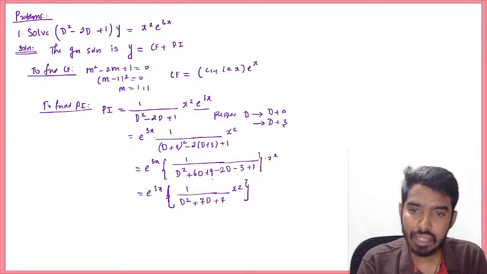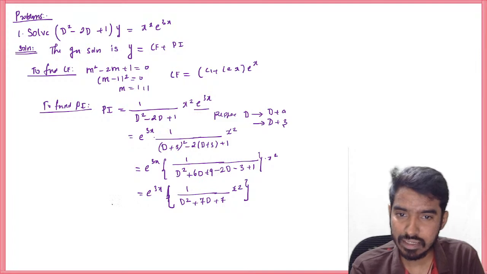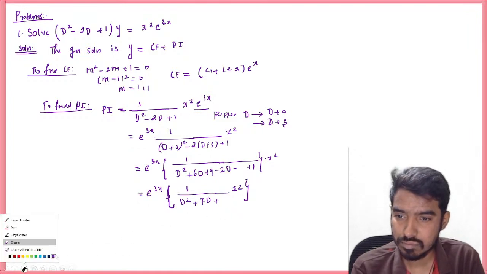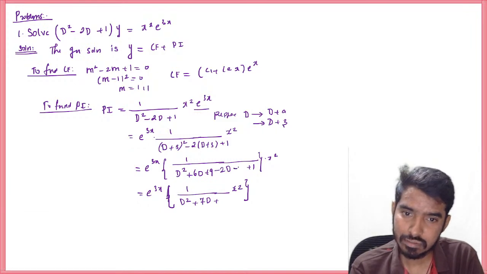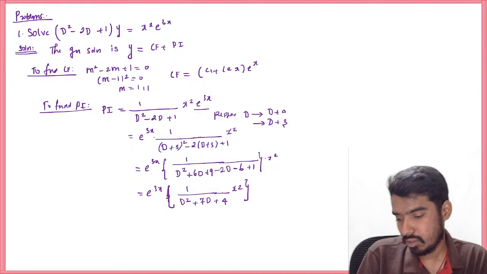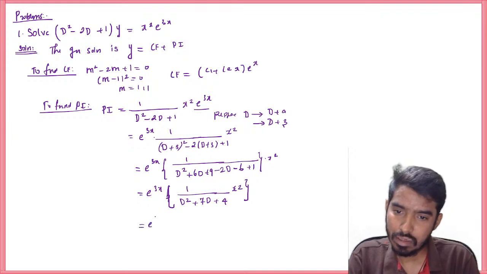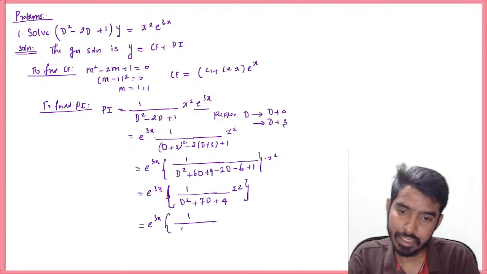So we have 1 by f of D into x, right? So check this: a square plus 2ab plus b square, minus 2D. Sorry, it is minus 6, right? Minus 6 plus 1. So 9 minus 6 is 3. 3 plus 1 is 4. So we have D square plus 7D plus 4. Okay. So this will be e power 3x, 1 divided by, taking 4 outside, 1 plus D square plus 7D by 4.